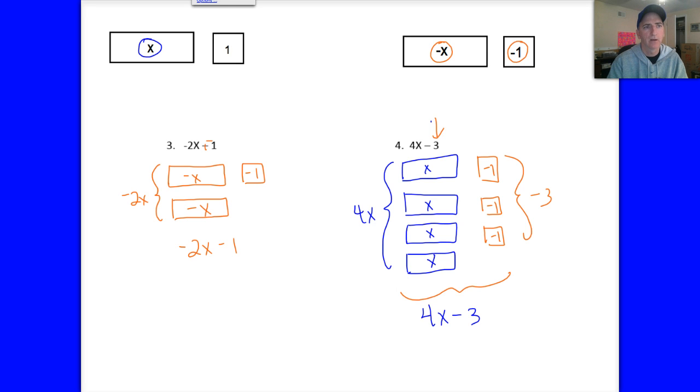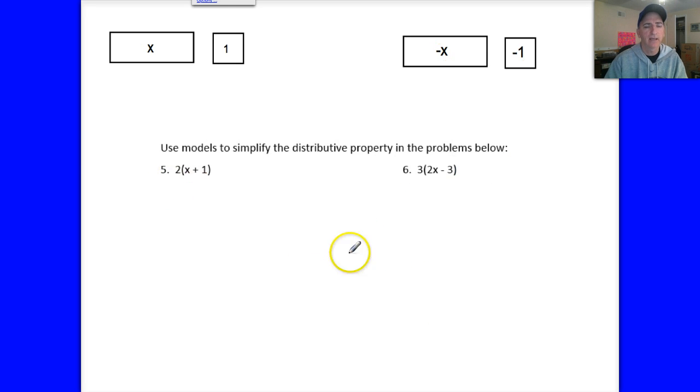Okay, so let's take this idea and now move to the distributive property, which I believe, I don't have the paper in front of me, I believe that's on the back side for you if you're not already there. It says, use the models to show the distributive property. Okay, so notice what I have here. I have this number 2 outside the parentheses, and then I have this x plus 1.